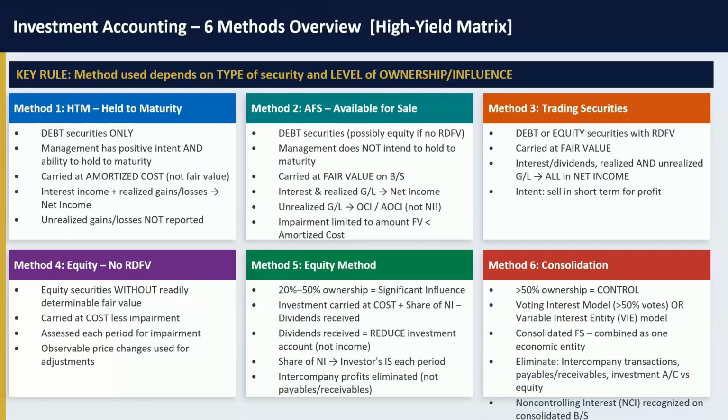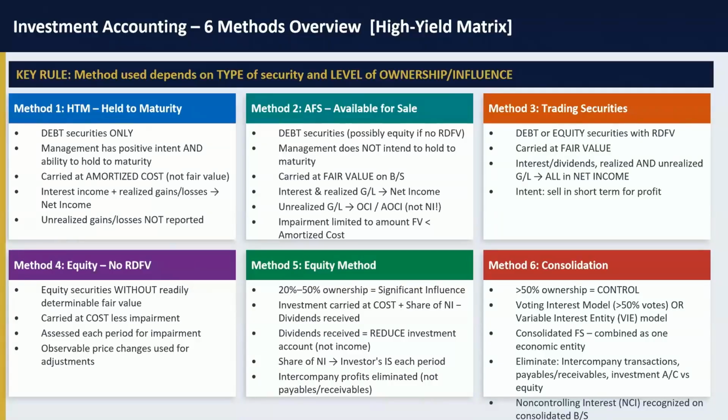Okay, and if you have invested in any bonds, regularly you will get interest income. Interest income plus any realized gains or losses, you will be entering them in net income. Suppose you have some unrealized gains or losses, you will not at all report them. So in HTM, held to maturity, it is very simple. It is used only for debt securities and you will be carrying them at the amortized cost. Interest income and realized gains and losses will be in your net income. That is how you value them.